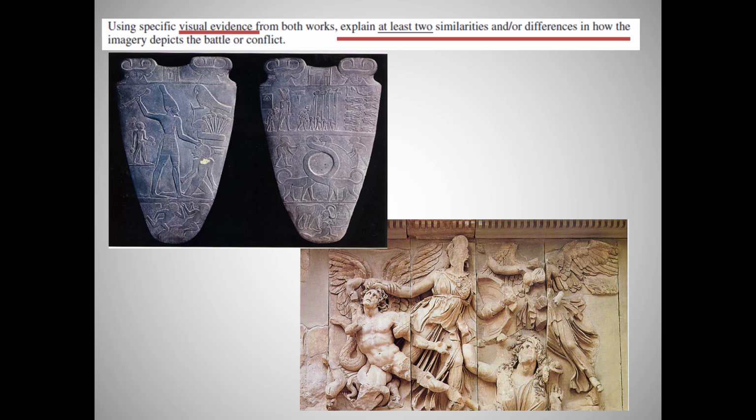In the Pergamon frieze, the gods are active participants. In the palette, gods are present more as symbols or witnesses. The palette likewise employs continuous narrative, that is, the use of consecutive scenes, while the Pergamon frieze captures a single moment. And that's a lot to think about. But remember, you only need to find 2 similarities and or differences. Again, I recommend 3 to get that point. It's not that hard.